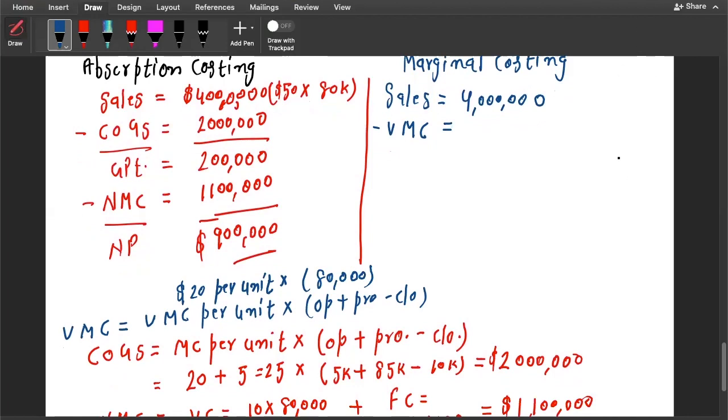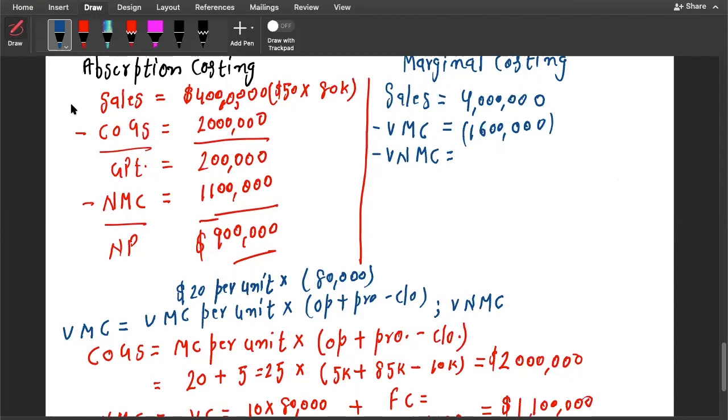$1,600,000 minus variable non-manufacturing cost. So how much is variable non-manufacturing? So we can calculate here. Variable non-manufacturing.